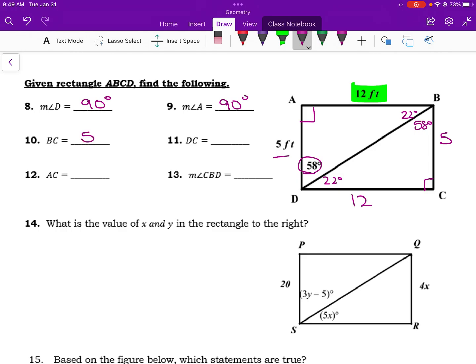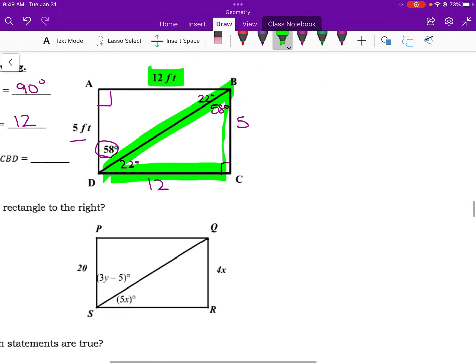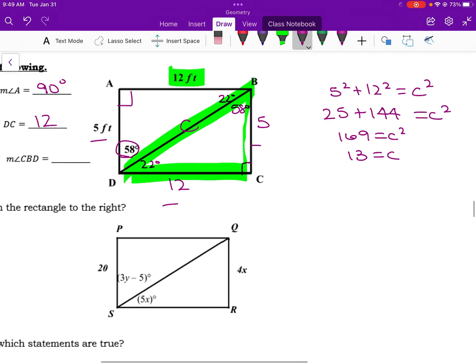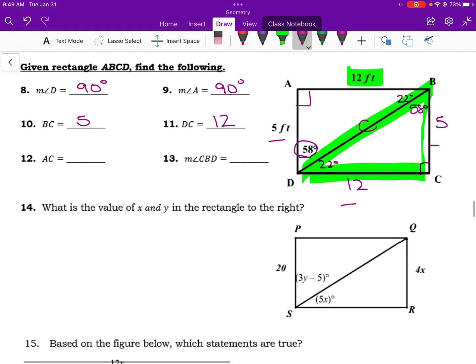BC is 5, DC 12, AC, this one's going to be a little bit trickier. So this is actually the diagonal, which maybe we actually explore this triangle instead because the diagonals have to be equivalent. We're going to have to use the Pythagorean theorem here, where I have legs of 12 and 5. So 5 squared plus 12 squared equals, we'll call it c squared. So we have 25 plus 144 equals c squared. So it's giving me 169, which square rooted is 13. So if my diagonal that's highlighted is 13, the diagonal in the other direction, AC, is also 13.